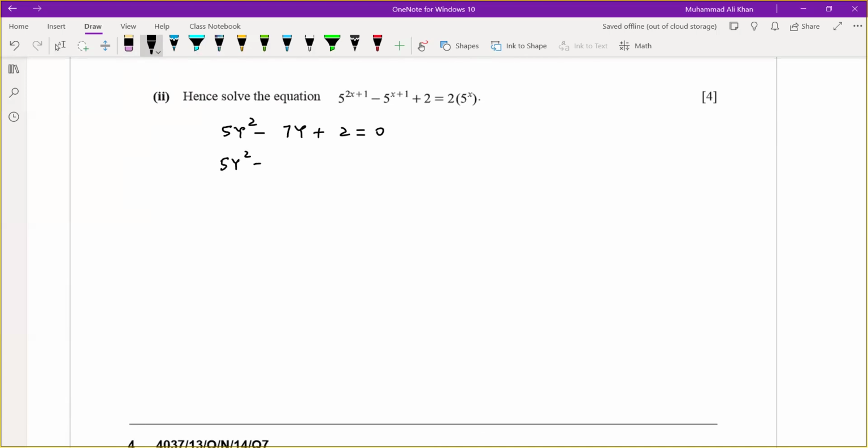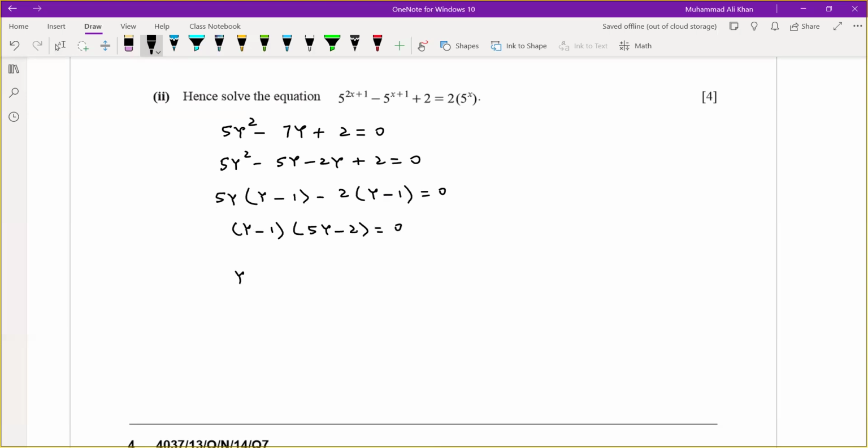5y square minus, this will be 5y minus 2y plus 2 equals to 0. Minus 5 minus 2 is minus 7 and 5 2s are 10. Yes. It is the middle term breaking, 5y common. So it will be y minus 1, minus 2 common. It will be y minus 1 equal to 0. y minus 1 common. So it will be 5y minus 2 equal to 0. So what is the value of y? The value of y is 1. And here 5y minus 2 is equal to 0. So what is the value of y? The value of y is 2 over 5.